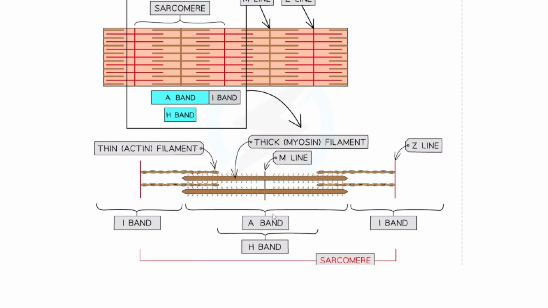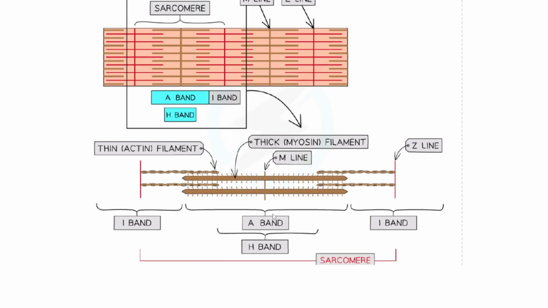In the I band, there's one side and one Z line. If you're seeing the right side, then we're gonna say one left side and one Z line. In the H band, there's always gonna be two sides, left and right, of the thick filament, till the thick filament attaches to the thin filament, and one M line.